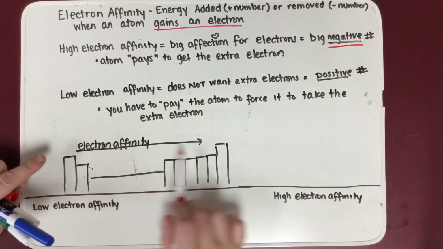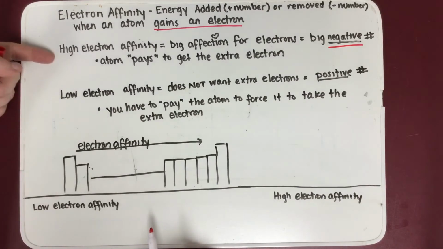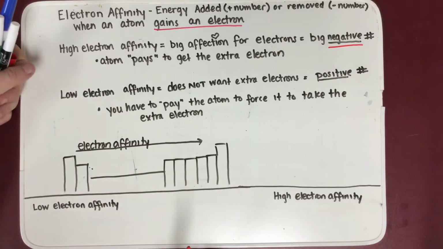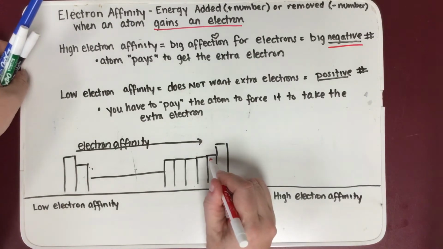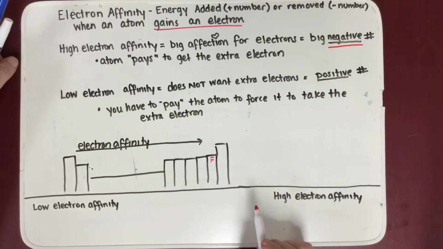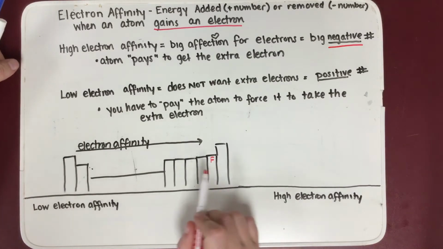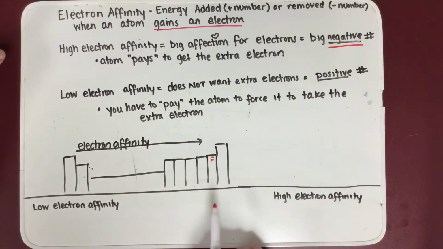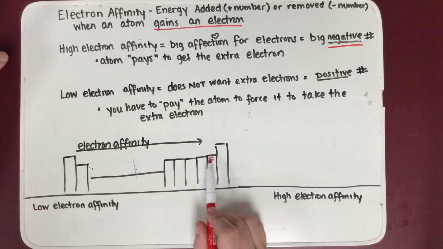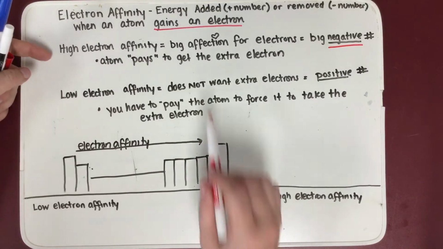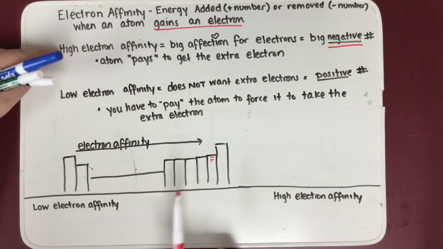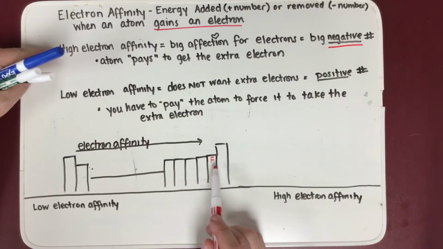So overall, as you go across, if you think about how badly these atoms want extra electrons, you can probably think of the trend. We know that fluorine really, really wants an extra electron to become stable. We know that fluorine has the highest electronegativity. We know fluorine really wants that extra electron a lot, which means fluorine is the biggest negative number.